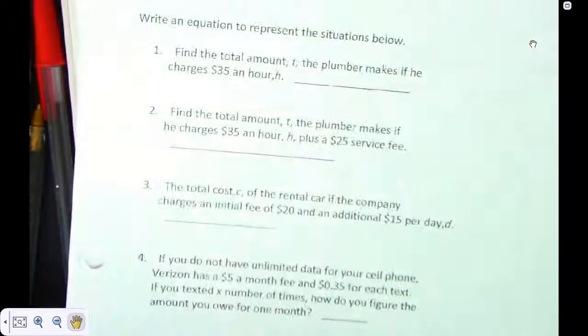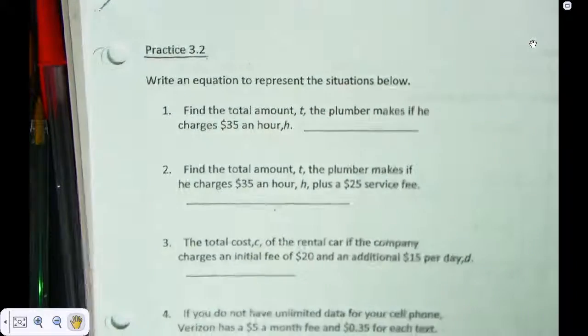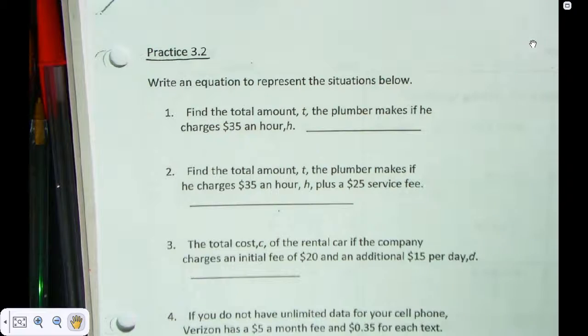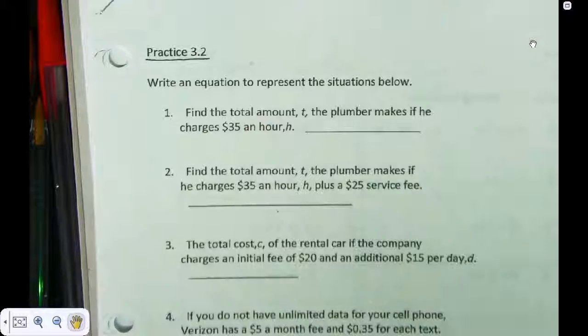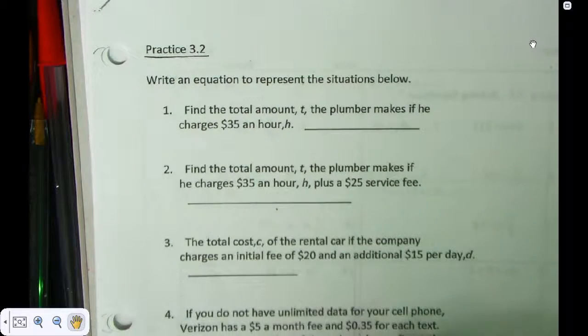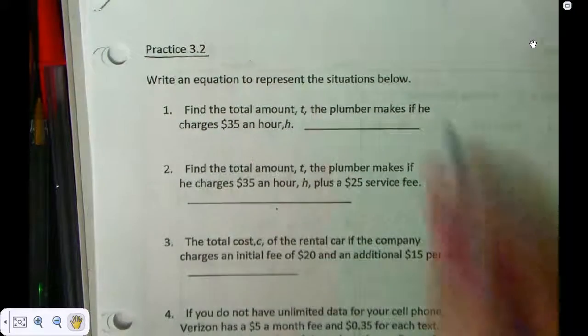Okay, guys, look at worksheet 3.2. Now, we've been practicing on this. Let's see if we can write some more with a little bit more information, scenarios for us. Find the total amount T the plumber makes if he charges $35 an hour H. Who thinks they know? Tori?